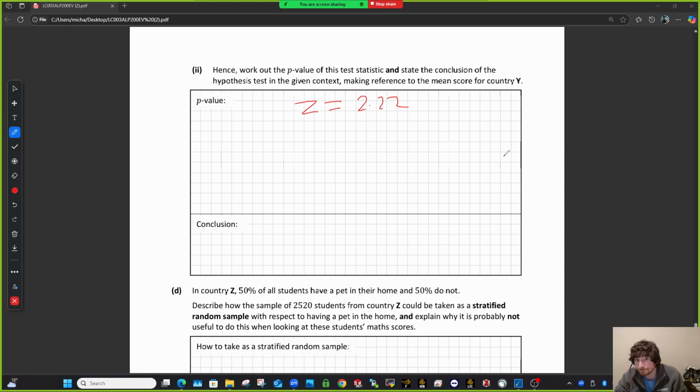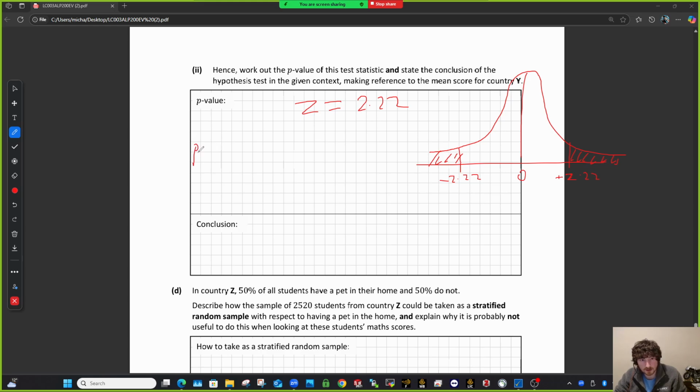P-value is an area, and it's the area outside our z-score. So I'll do this because a lot of people don't know what a p-value is. So there's 0 in the middle, and then we've got our z-score here. I'll mark in 2.2, minus 2.2, and then plus 2.2. And the p-value is just the size of this red area plus the size of this red area. So that's what a p-value is. It's two areas added up either side.